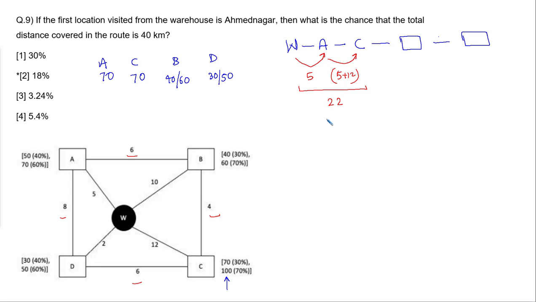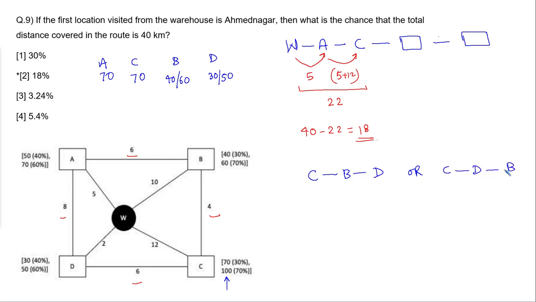So now how much is left? Total distance we need to travel is 40. Out of that, 22 kilometers traveled. Now 18 kilometers are left. So now there are two choices we are having. First is from location C, the next is B, next is D. Or from location C, the next is D, next is B.